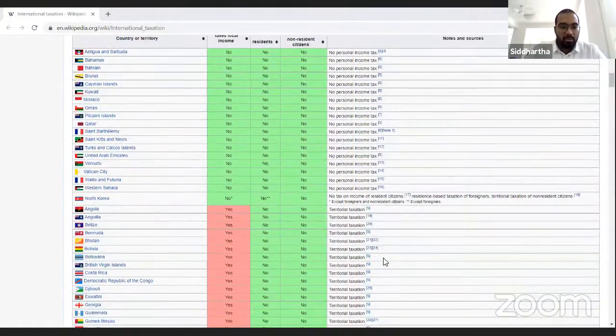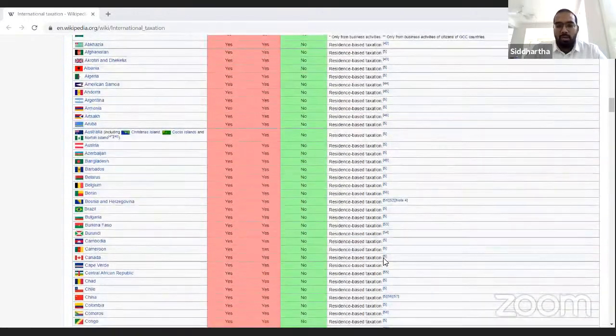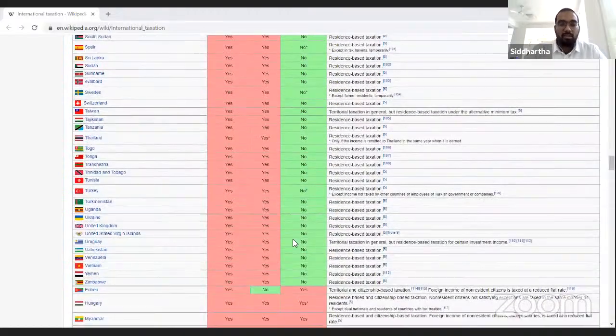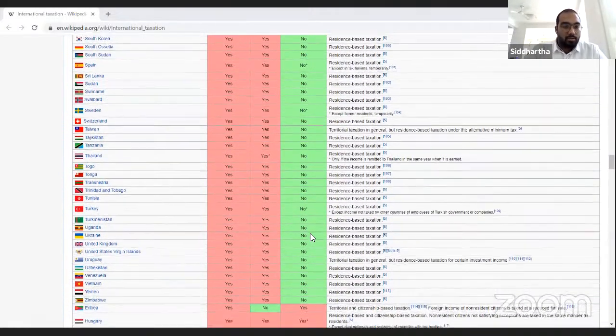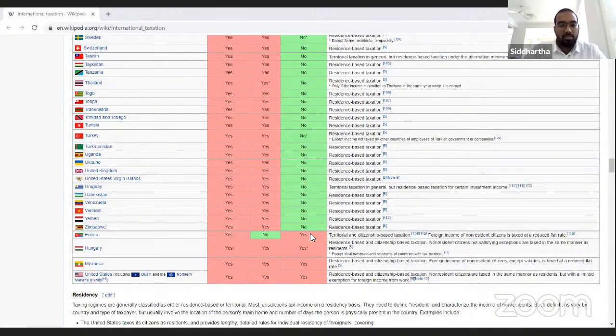For example, Mudit, you can go down to the US. Even if you are a non-resident, if you are a citizen of the US, you are taxed on global income. Yes, United States. You can see that in the US, all of them are yes. So even the local source is taxed. If you are a resident, then the global income is taxed. And if you are a non-resident and a citizen of the US, then the global income is also taxed in the US.